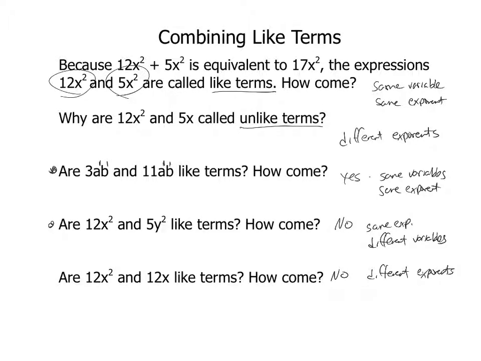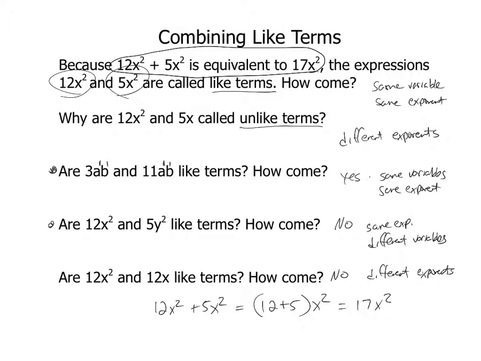So if we go back up to the beginning for a second, notice that we said that 12x squared plus 5x squared is equivalent to 17x squared. What we did was we used the distributive property to get that, because 12x squared plus 5x squared can be written as 12 plus 5 times x squared. And 12 plus 5 can be combined to 17. So that's where we get our 17x squared from. Pretty neat.